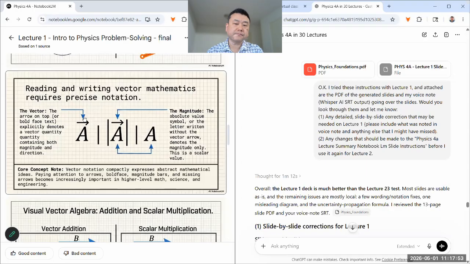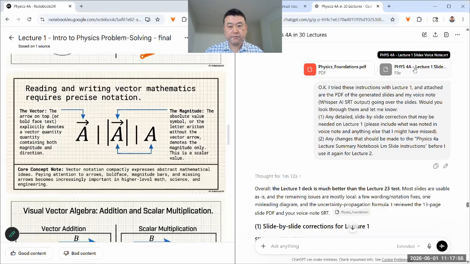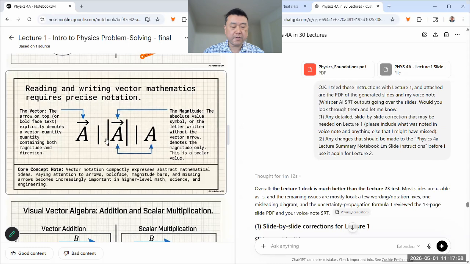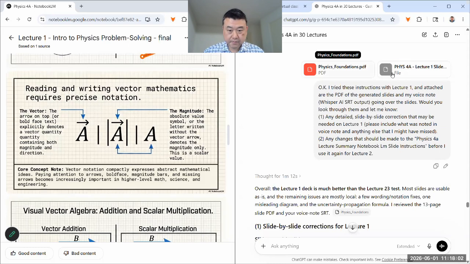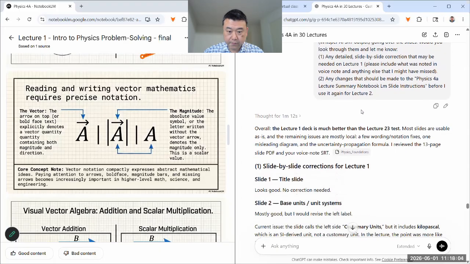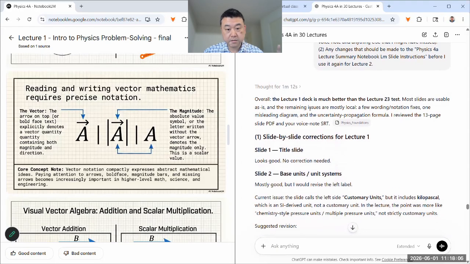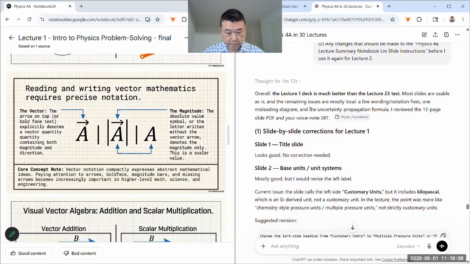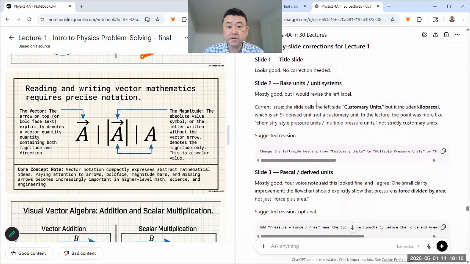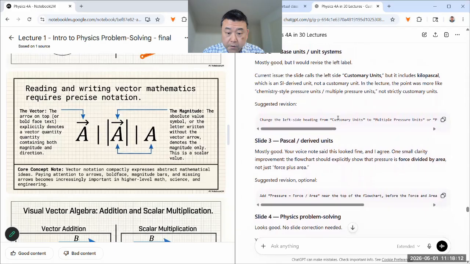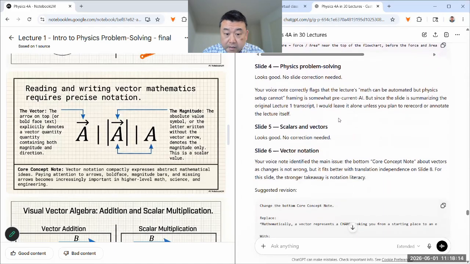So this is that voice note, me recording for like 20 minutes, looking through the slides, saying, oh, that looks wrong, I want to correct that. With that, I had it review both to note what I noted in the voice note, and to point out additional things. And it catches some of the things that I didn't actually see.